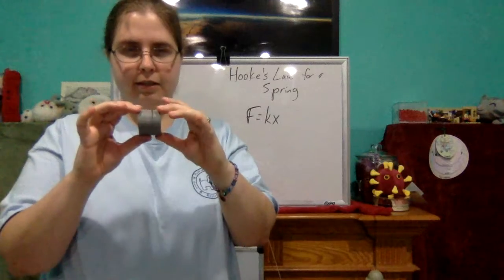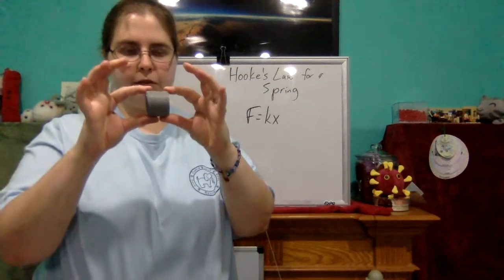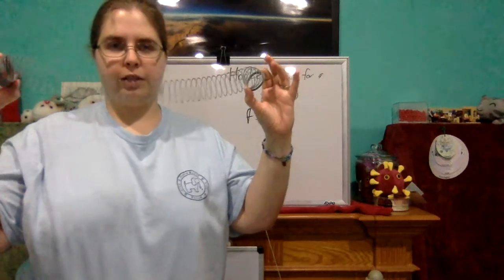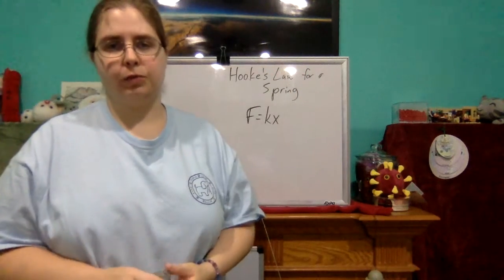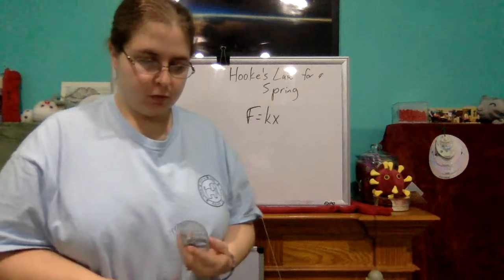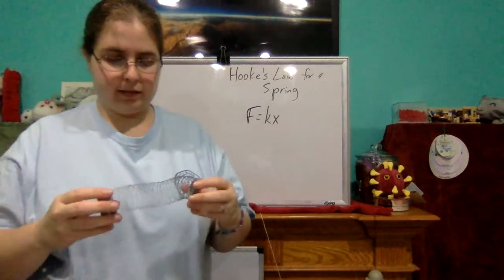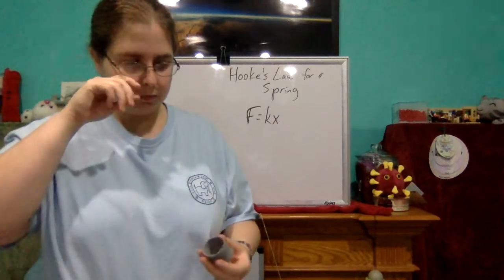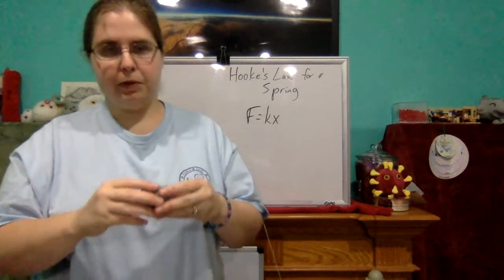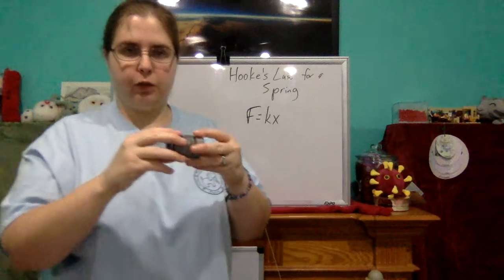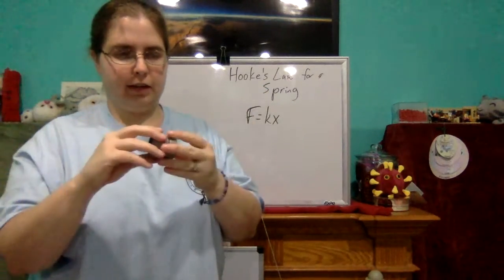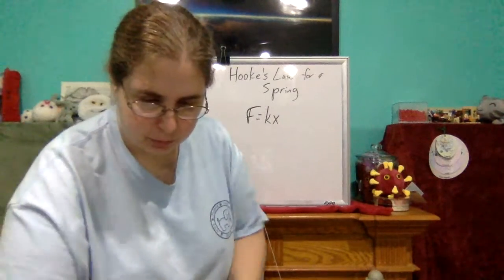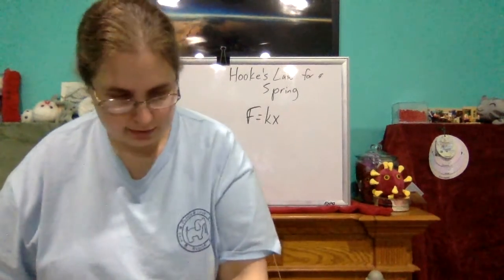So the x is the change in length. If it starts from here to here, what is the change in the spring's length? That's what x is referring to. Now, k is the spring constant, and a lot of that is based on the tightness of the coils and the material that the spring is made out of. And then the force is, what is the force needed to change that length?